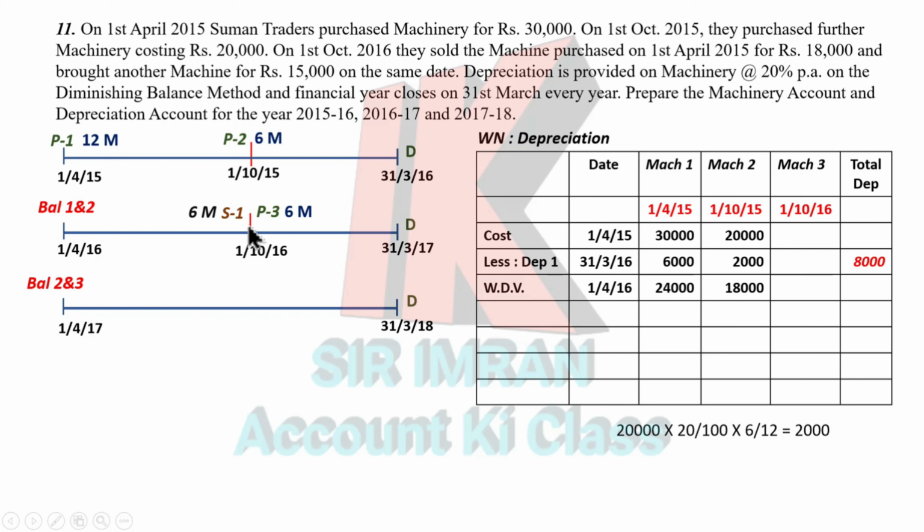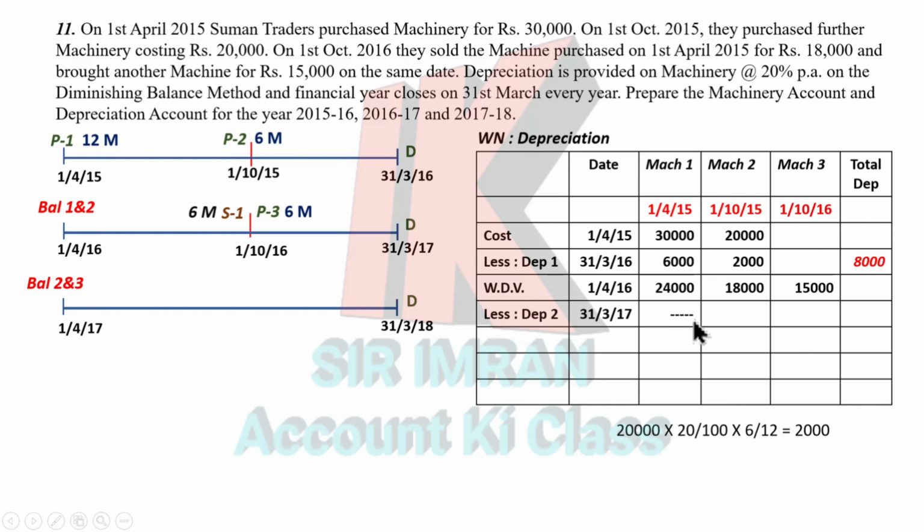Now we are in the second year. Second year, what happened? Asset number 1 is sold out and asset 3 is coming. So first we will write asset 3. The asset 3 value is 15,000. So we will write 15,000 over here. Now just remember, asset 1 is sold out in between. So in this working note, we never show the depreciation of the sold asset. So we just provide a dash over here.